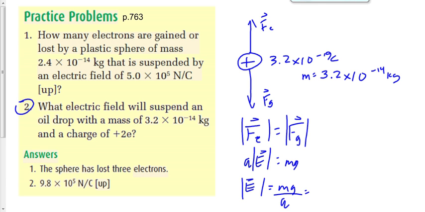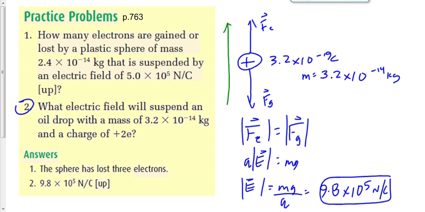Mathematically, this is a pretty straightforward question, right? M times G over Q. What does it give me? 9.8 times 10 to the 5, I guess. But that doesn't tell us whether it's up or down. We can see by the answer in the book that the answer is upwards, but how do we know that? Well, if we have a positive charge, which we're told that it is, and we have an upward force, then what do we know about the field? If it's positive, the force has to be in the same direction as the field. If it's negative, the force is opposite to the field. Because it's positive, these two things have to be the same direction, which means it's got to be an upward field.